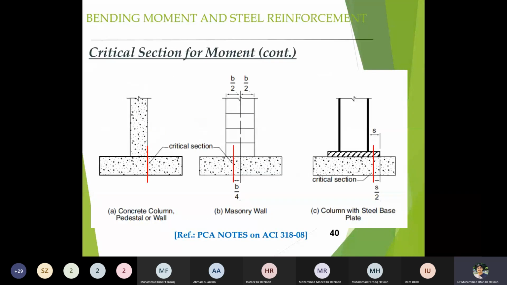You can see that the critical sections are shown by the red line here. The first case is an RCC footing, the second case is a wall footing, the third case is a steel plate footing. So the critical section is shown by the red color line.